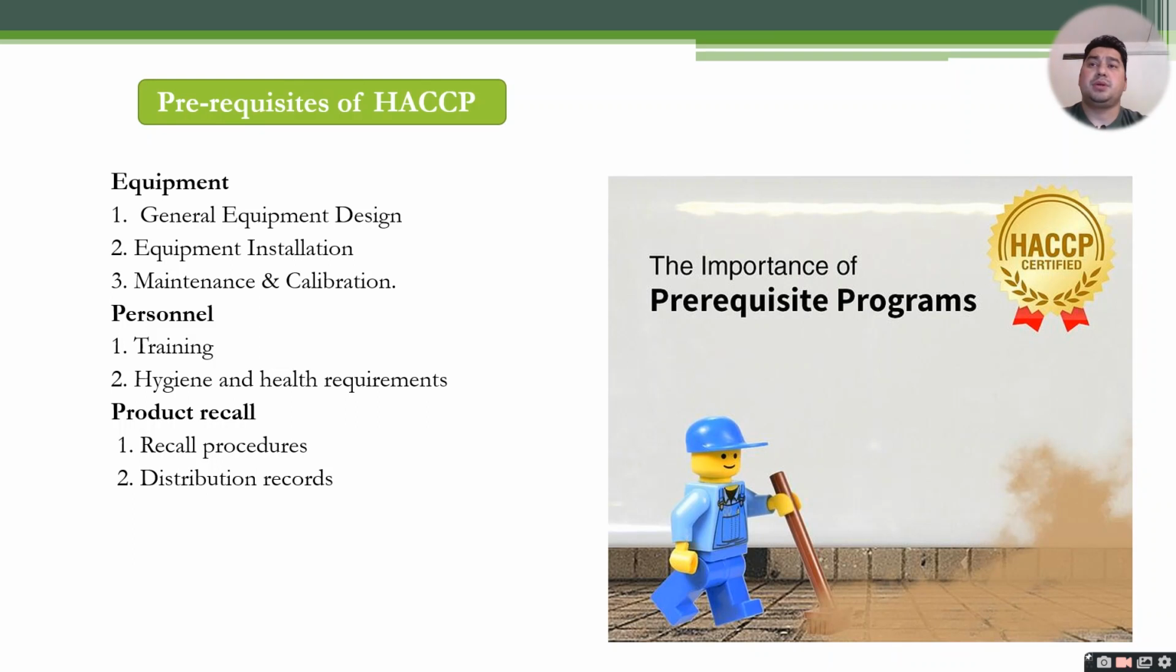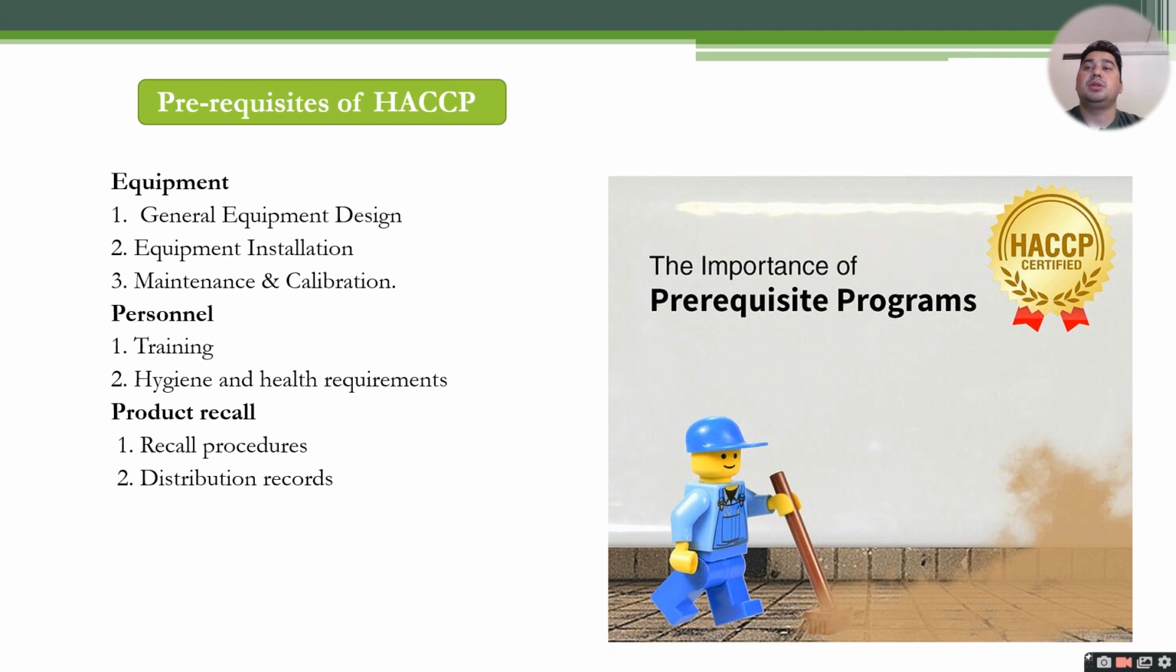That will be the equipment. Whenever you are selecting equipment, first of all, you need to check the general equipment design. So equipment should be easy to clean and easy to maintain. That should not cause any hazard, any poison to the food and any risk to the food. And the equipment should be calibrated, maintained and properly installed.